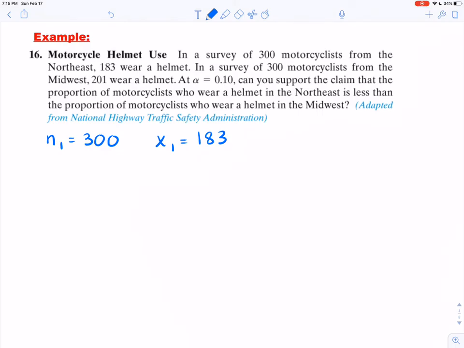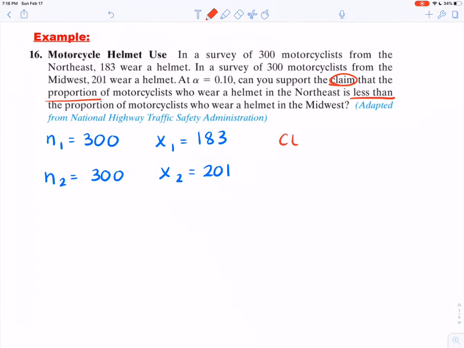In my second survey, I've got the same sample size of 300, but the number of people who wear a helmet here is 201. Now notice what I'm asked to test here, my claim that I'm given, is in terms of a proportion. Specifically, I want to test the claim that the proportion who wear a helmet for the first group, the Northeast, is less than the proportion who wear a helmet in the second group, which is the Midwest.